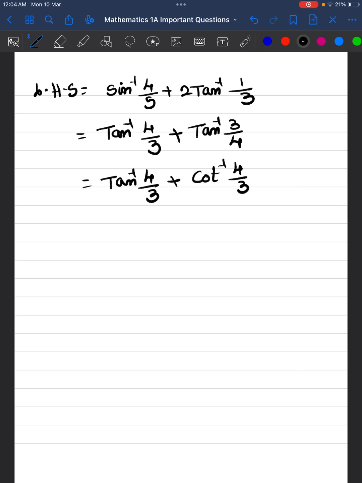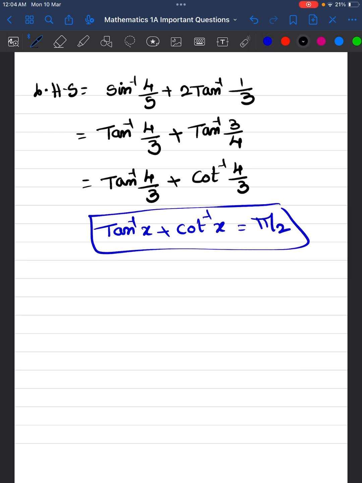Correct or not? So then we can apply one formula which we are very much familiar with. Tan inverse x plus cot inverse x: if x is the same for tan inverse and cot inverse, the answer is pi by 2. Using this formula, tan inverse 4 by 3 plus cot inverse 4 by 3 will become pi by 2, which is your RHS. Hence proved. The problem is very easy for us now.